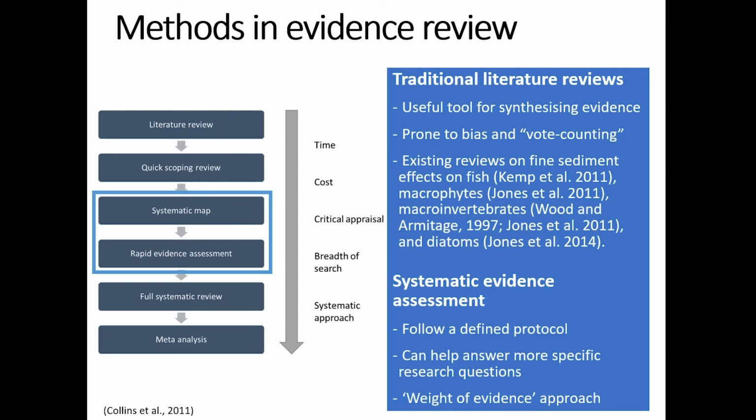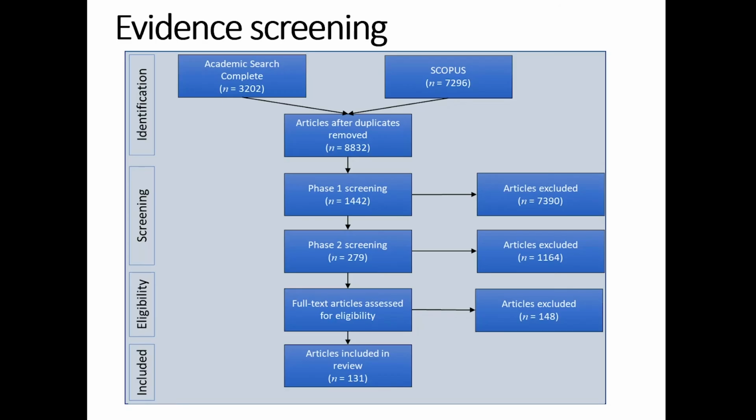Reviews which are more systematic within their methods follow a defined protocol. They can help answer more specific research questions, and you can also apply a weight of evidence approach, so looking at evidence quality as opposed to just quantity. The method that I decided to use was a blended approach of systematic mapping, so I could look at the breadth of evidence, and also incorporating a rapid evidence assessment. That's where I was looking at evidence quality as well.